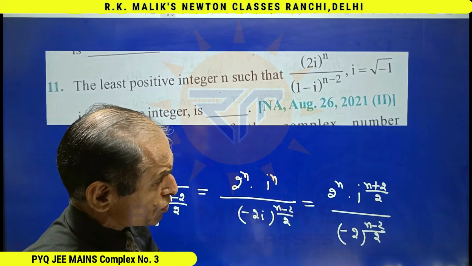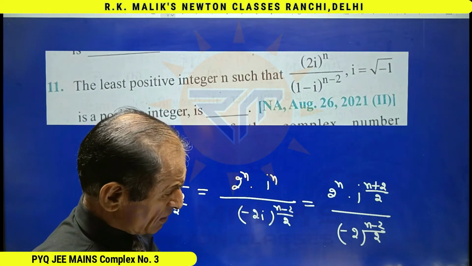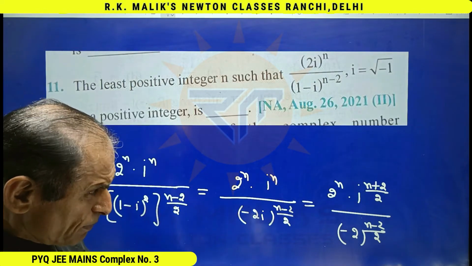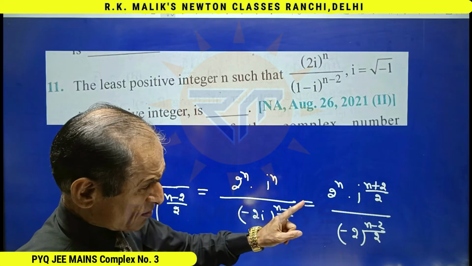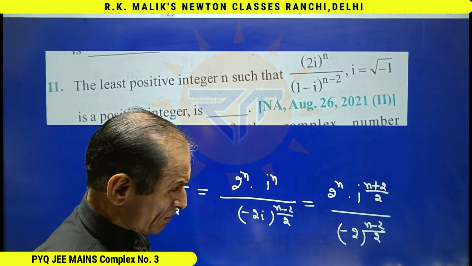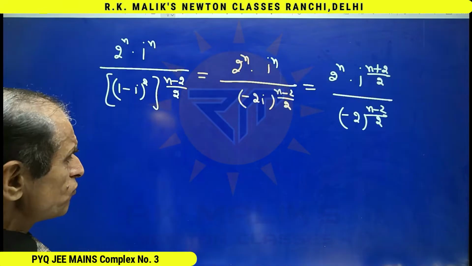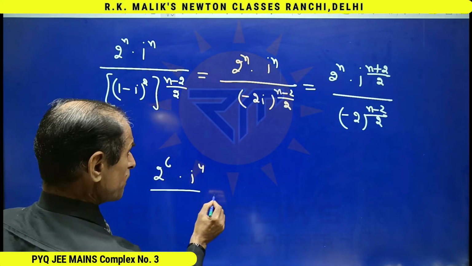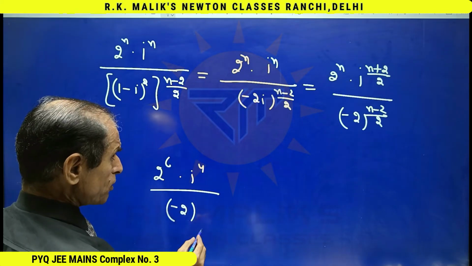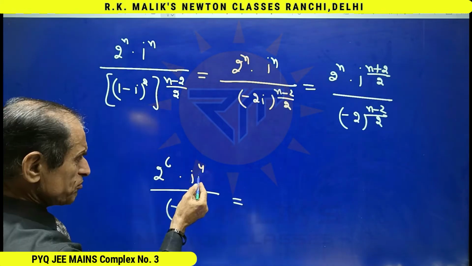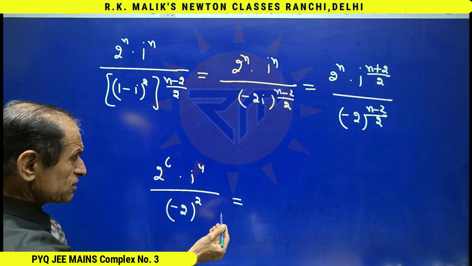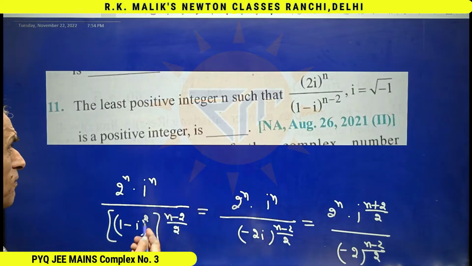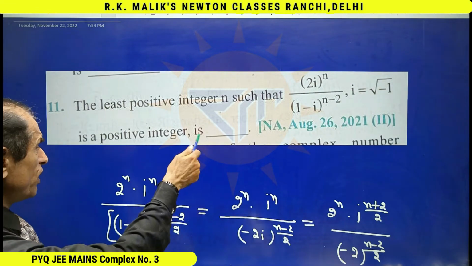For n equal to 2, the answer is actually a negative integer. For n equal to 4, the answer will be a purely imaginary number. For n equal to 6, it is clear that the answer will be a positive integer, because for n equal to 6, we will get 2 to the power 6 into i to the power 4 upon minus 2 to the power 2, because now it is easy to see that the answer is 2 to the power 4. Hence for n equal to 6, the answer is a positive integer. Therefore the least value of n is 6.